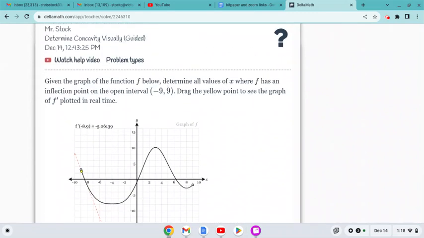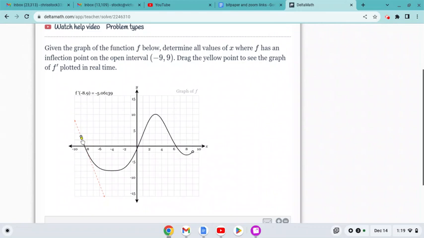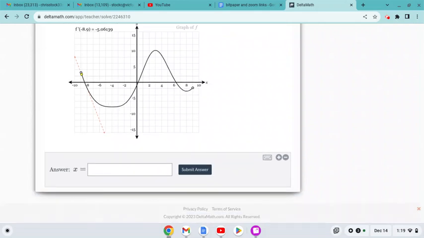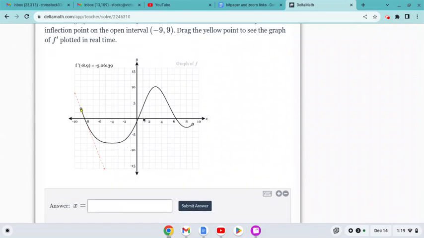to determine where it has an inflection point. So this is where the concavity changes from up to down. For me right now, this looks like concave up to concave down, back to concave up, so there should be two places this happens. It's hard to tell exactly where the concavity changes.